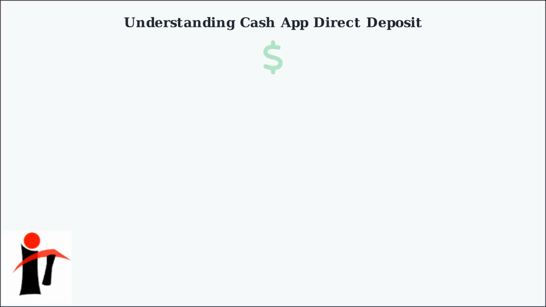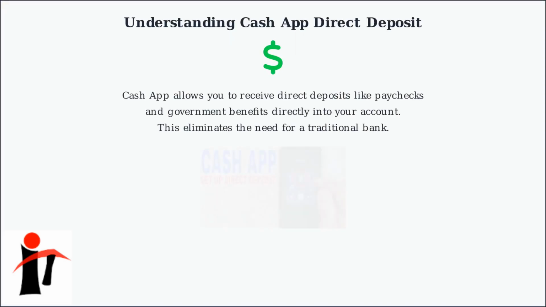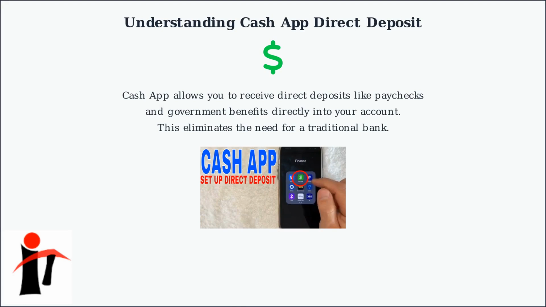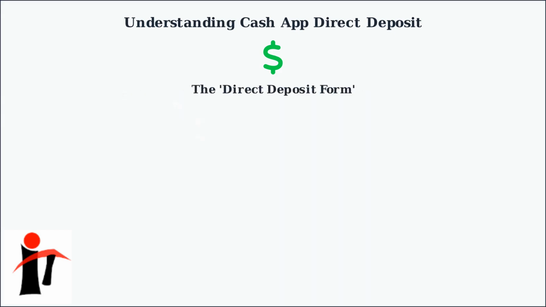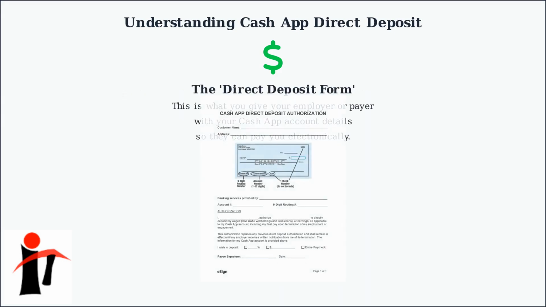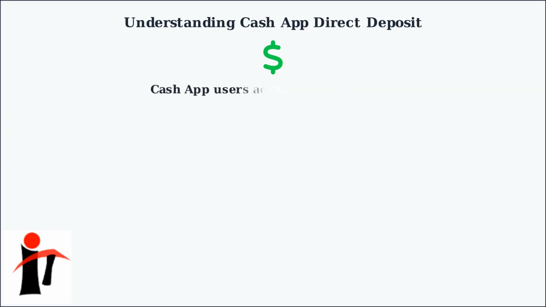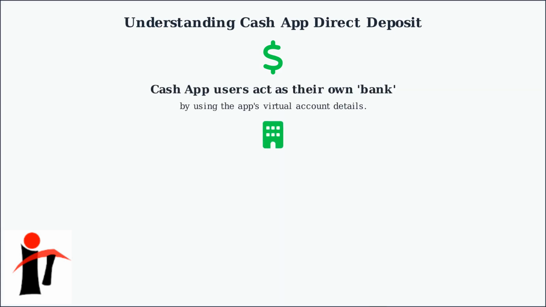Cash App allows you to receive direct deposits like paychecks and government benefits directly into your account. This eliminates the need for a traditional bank. The direct deposit form is what you give your employer or payer with your Cash App account details so they can pay you electronically. Cash App users act as their own bank by using the app's virtual account details.